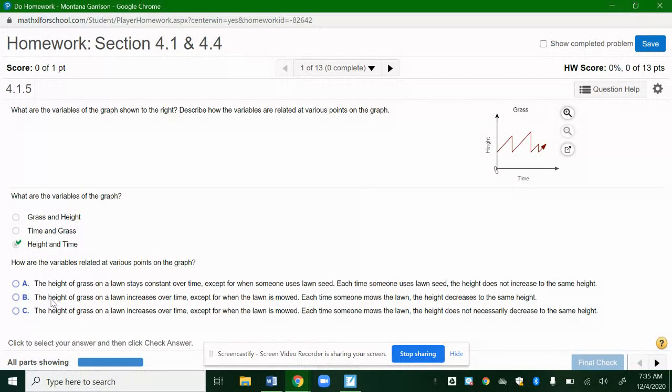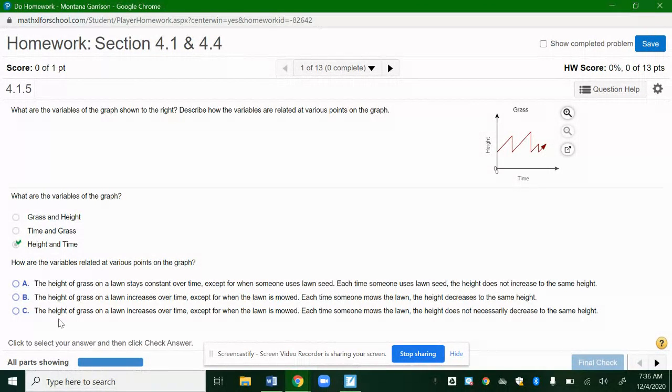Let's look at B. The height of the grass on the lawn increases over time, except for when the lawn is mowed. Each time someone mows the lawn, the height decreases to the same height. So it's increasing. They mow the lawn. It decreases to this height. It's growing, they mow it, it decreases here. Mowing, or growing, then they mow, decreases. And it says they decrease to the same height. So all of these low points are the same height, right? We could kind of draw a line and they would all be the exact same height. So that one looks pretty good, but let's check C just to make sure.